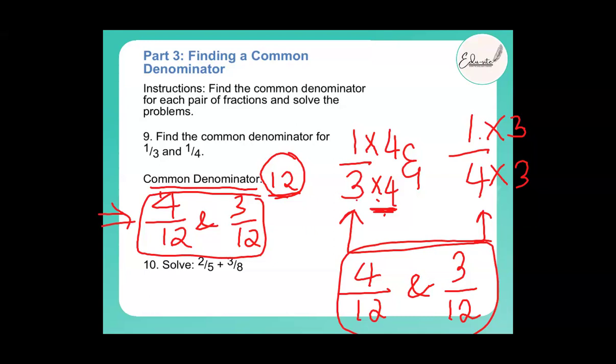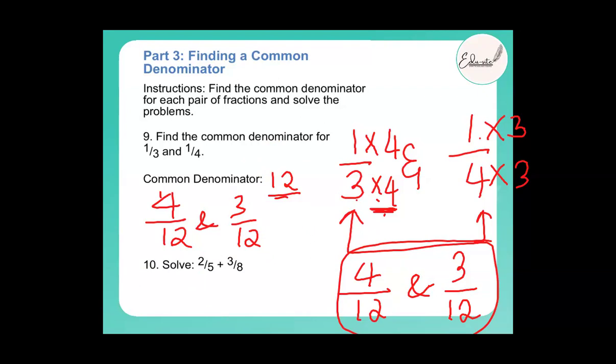In front of common denominator, write it as 12, okay? Then in the next line, write 4 by 12 and 3 by 12. Yeah, I did that. Is it done? Yeah. Okay, alhamdulillah. We'll see the next problem, Anis.